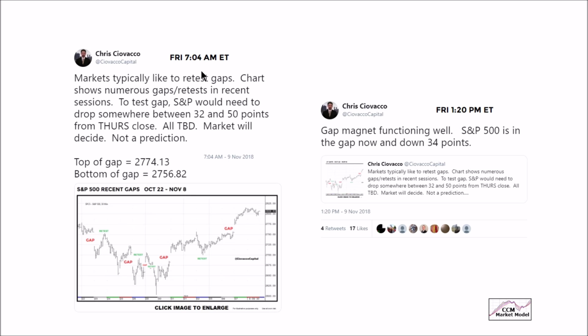So before the market opens on Friday, 7:04 a.m., we might test a gap, basically, which means the market would fall somewhere between 32 and 50 points during Friday's session. And sure enough, during Friday's session, 1:20 p.m., the S&P 500 was right inside of these two numbers, down 34 points. If you're a client, that might spark a question. If you knew there was a gap, why didn't you wait to do the buying that we did the day after the election? Well, that's a fair question, and there is an answer.